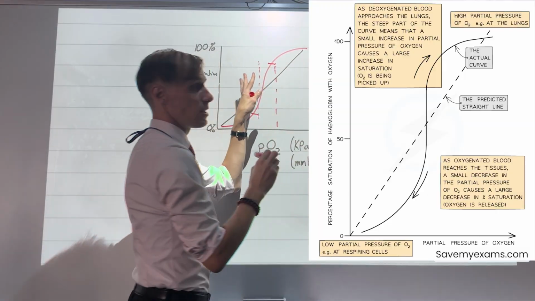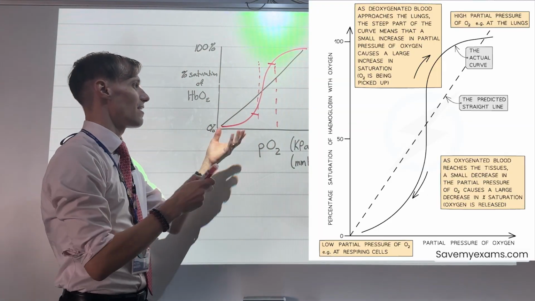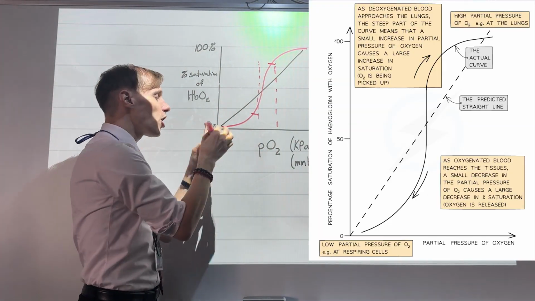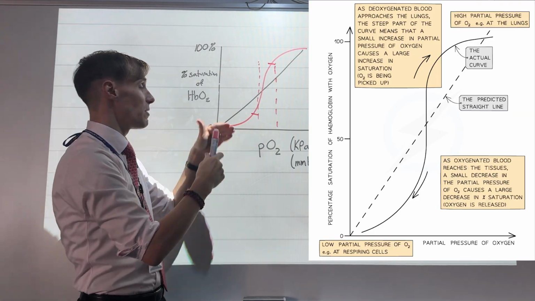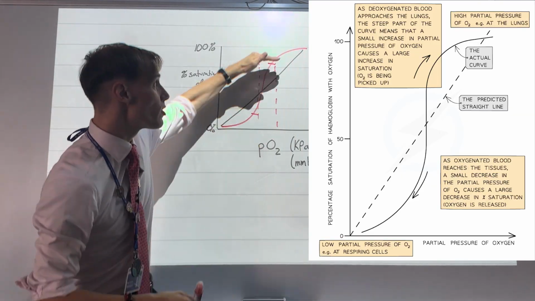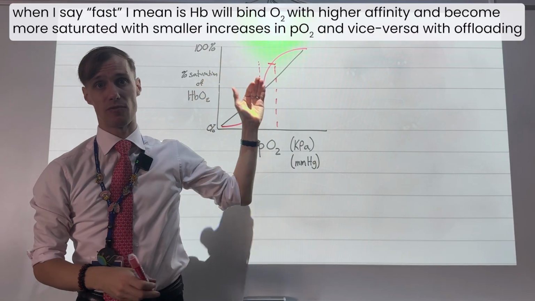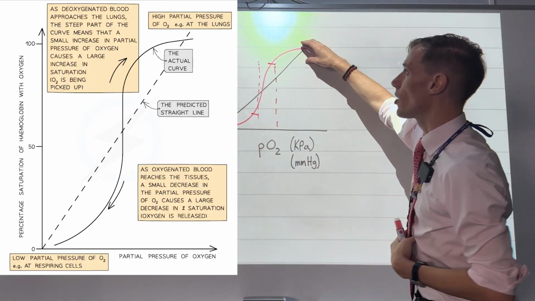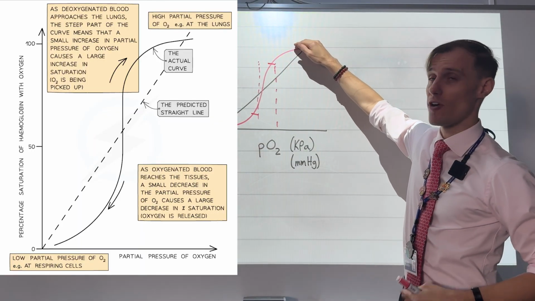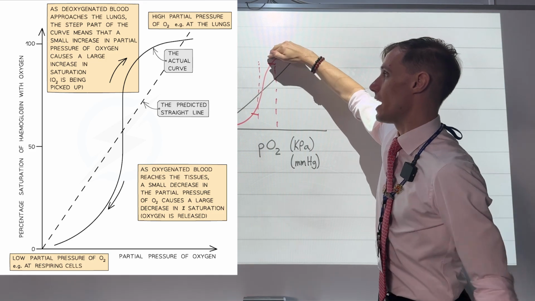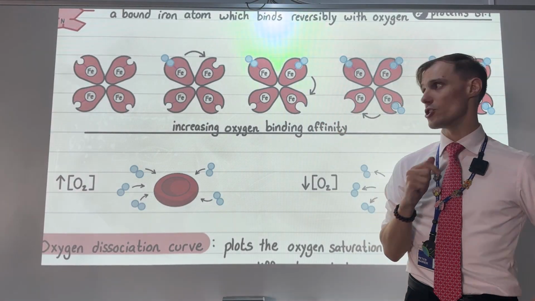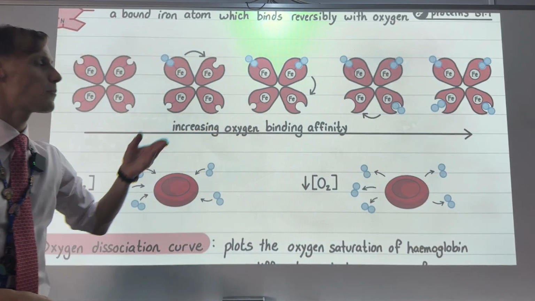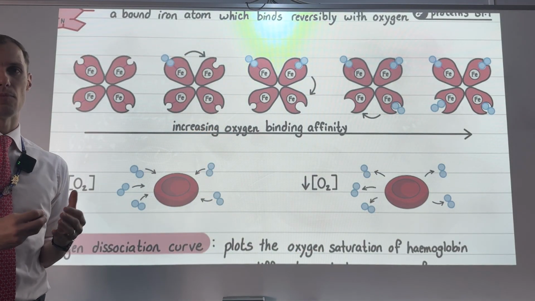This is really, really important. This means that effectively, it's hard for hemoglobin to bind to oxygen at first, but then it becomes really fast at doing it, and vice versa. It's really hard to get rid of oxygen at first, but once it happens, it offloads very quickly. The reason for this relationship is the cooperative binding nature of hemoglobin.